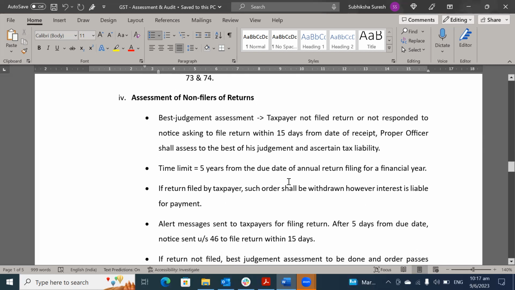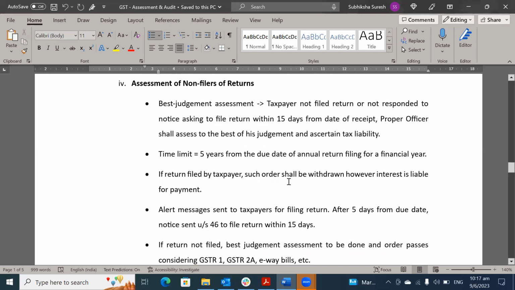So in case of assessment of non-filers of returns, they are the taxpayers who have registered under GST but have not filed the GST returns on a monthly or quarterly basis. In this case, the taxpayer has to file the return within 15 days from the date of receipt. Generally, the proper officer will give notice to the taxpayer asking to file the return within 15 days.